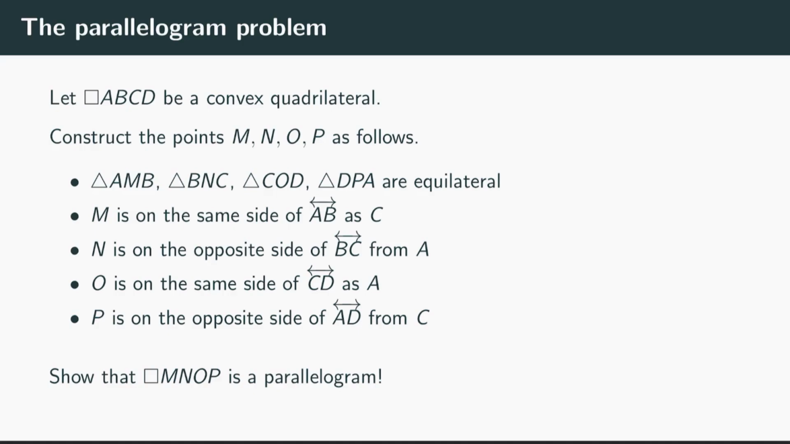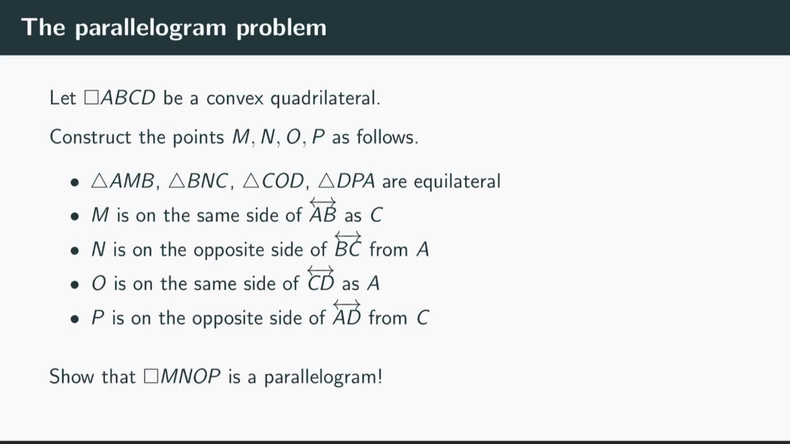N is opposite BC from A. O is on the same side of CD as A. And P is on the opposite side of AD from C. And then we want to show that the quadrilateral MNOP is a parallelogram. Now at first glance, this looks like some kind of alphabet soup. So instead of working with it without a picture, let's go ahead and take a look at a picture in GeoGebra.